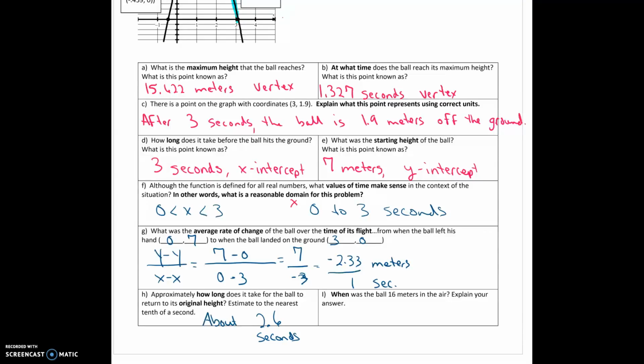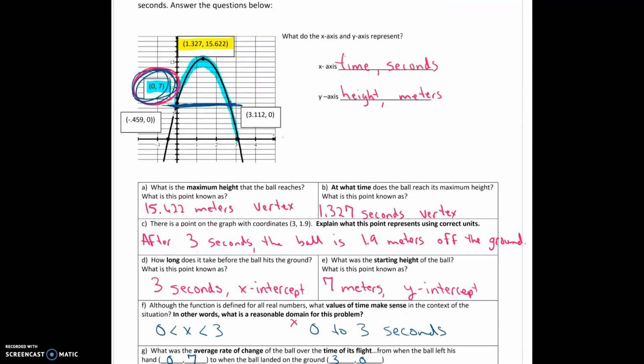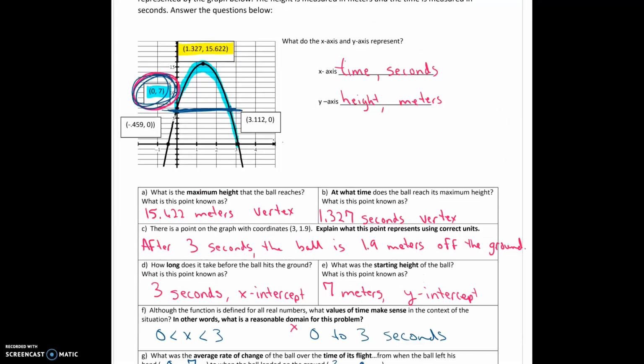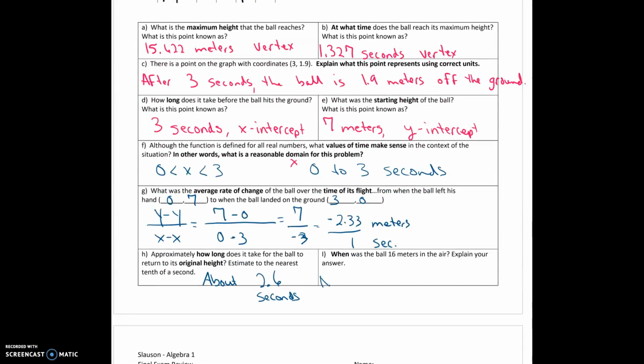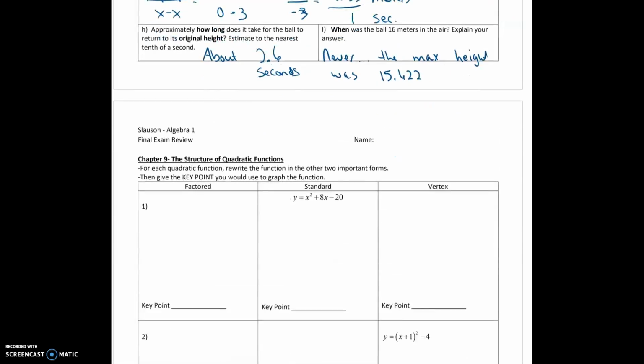And when was the ball 16 meters in the air? Well, the highest the ball ever actually got was up here, 15.622 meters. So this was never. The max height was 15.622. All right, let's move on to the next question.